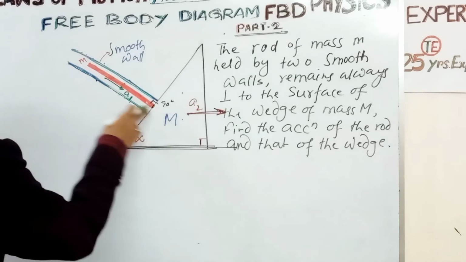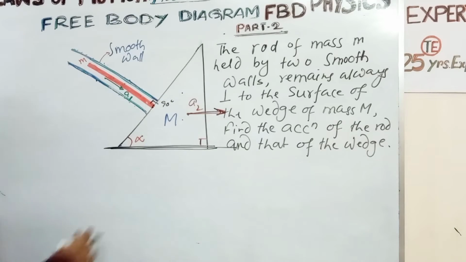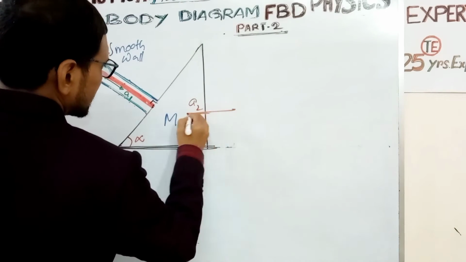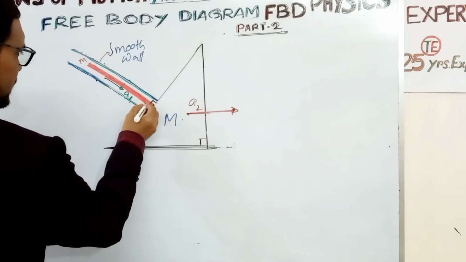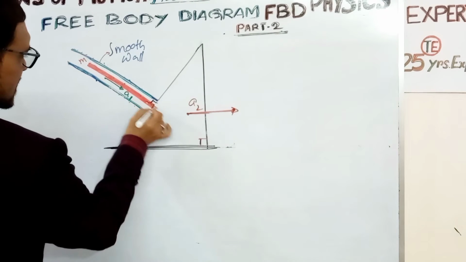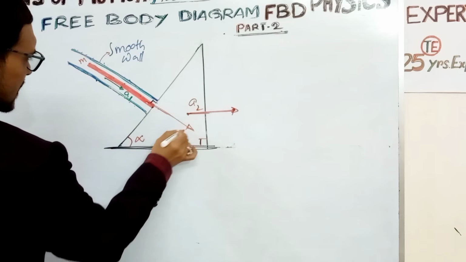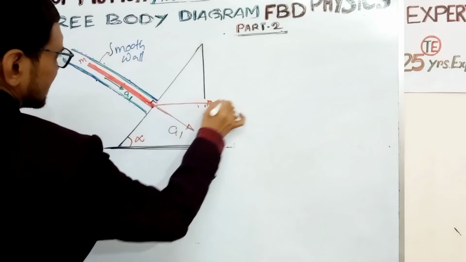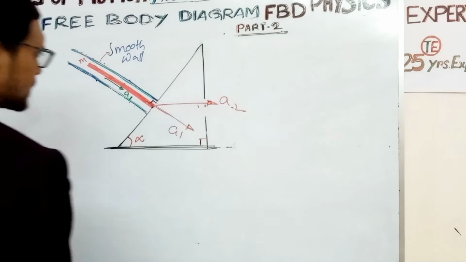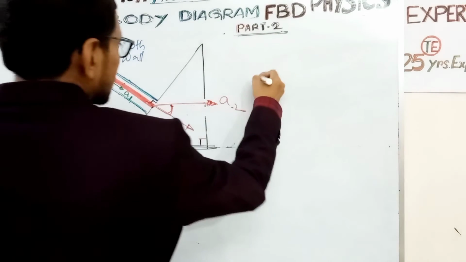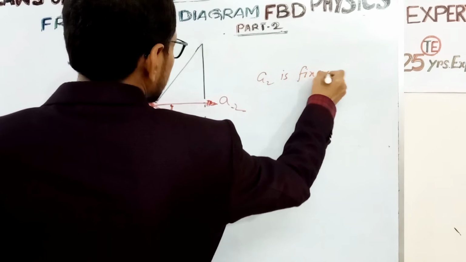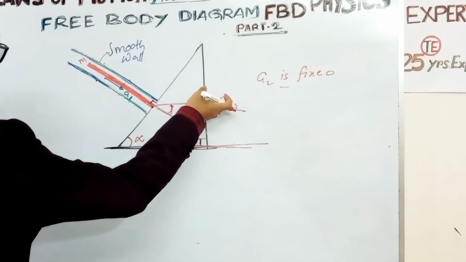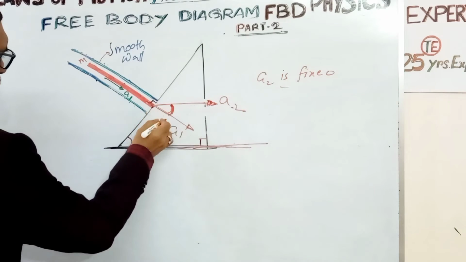This is the actual acceleration A1, this is A2. Now what is the relation between A1 and A2? This is A2, and A1 is along this direction. Now here A2 is fixed, because the wedge always moves in this direction. A2 is fixed. Now the component of A2 along this direction will be A1.